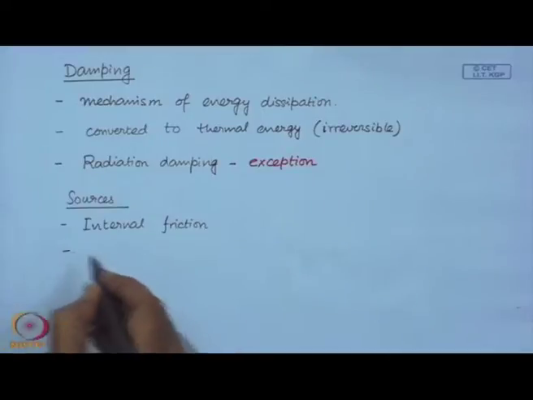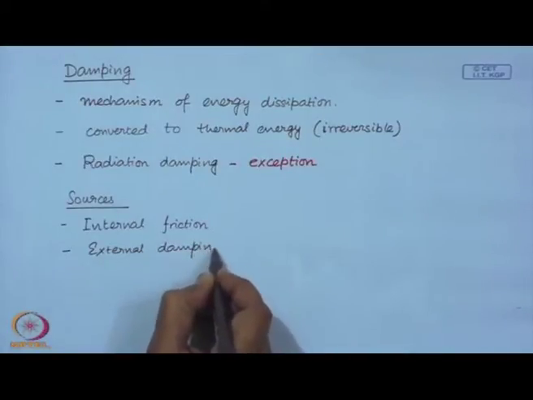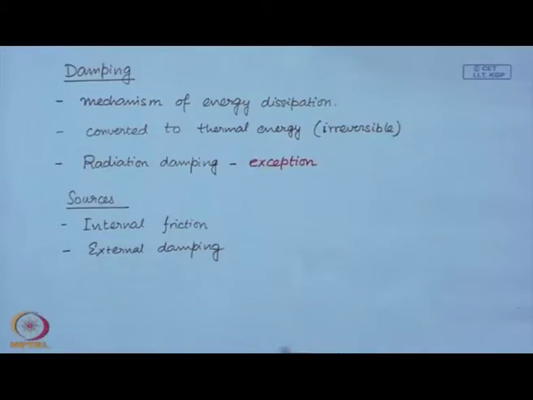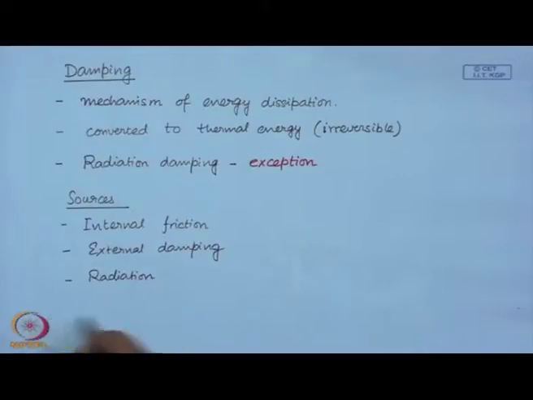The second source of dissipation is external damping. The structure might be interacting with an external fluid, so that provides damping. The third is of course the radiation of energy. So, this is radiation damping. Now, we can have distributed damping or concentrated or lumped damping.